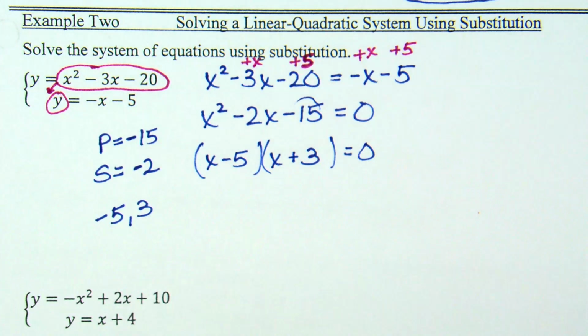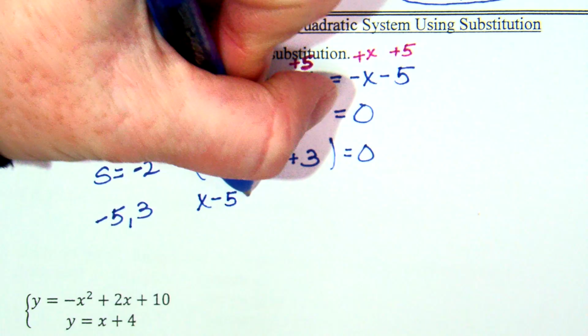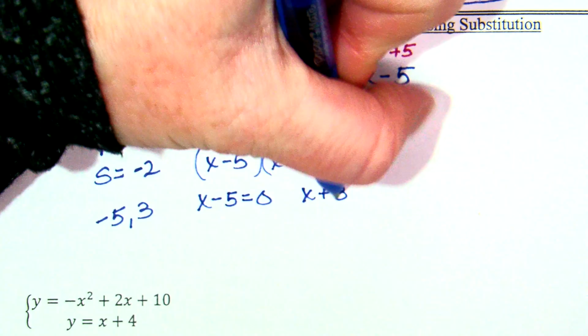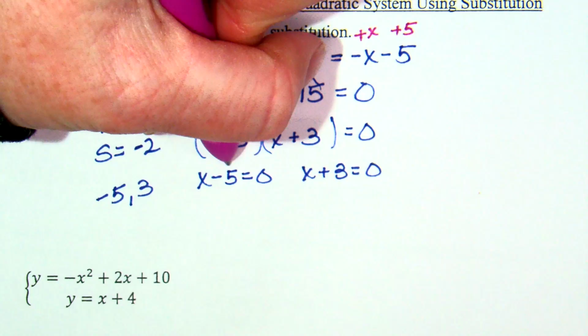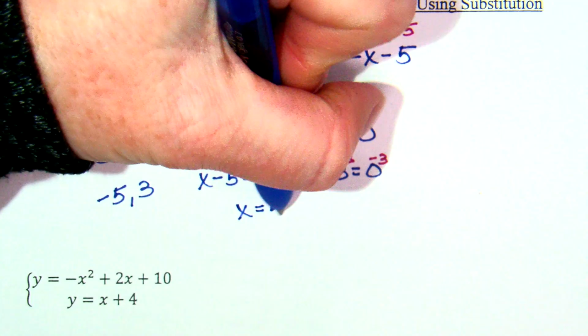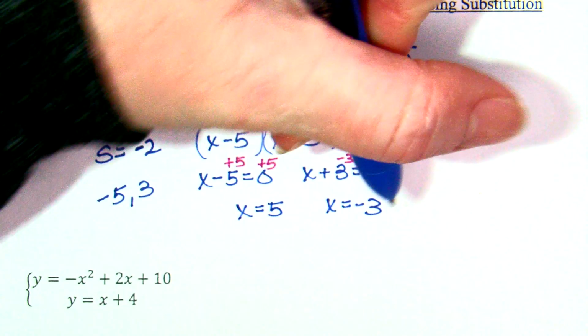Take each factor and set it equal to 0. So x minus 5 equals 0. X plus 3 equals 0. How do we get x by itself? The first equation, you add 5. On the second equation, subtract 3. So I'm going to get x equals 5 and x equals negative 3.